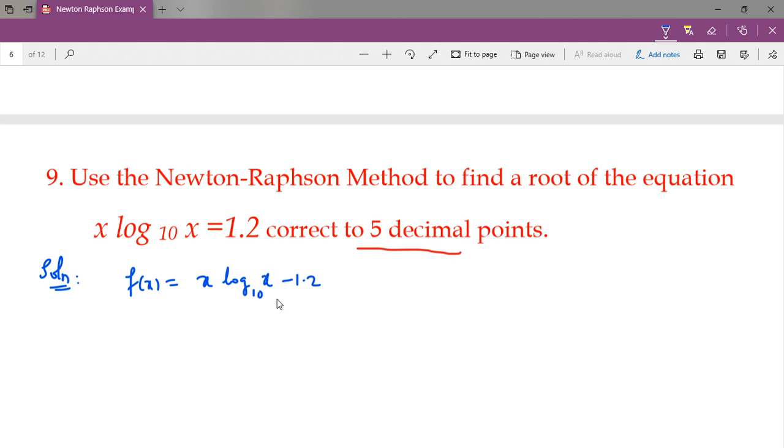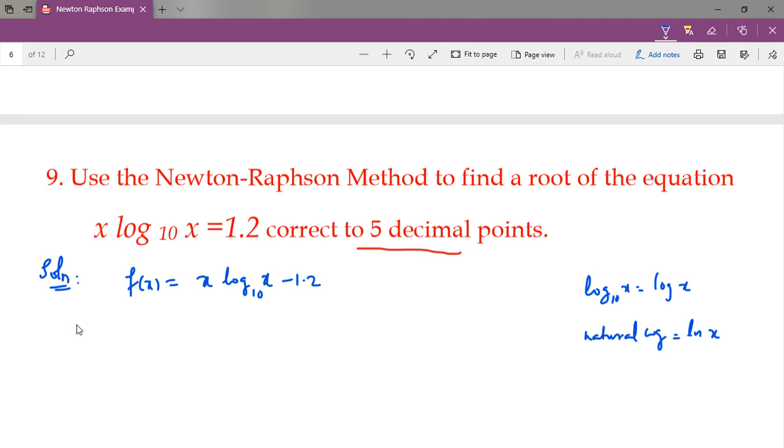This log base 10 is just the log in your calculator. So log base 10 x is just log x in your calculator. Natural log is given as ln x. So now f of x equal to x into log x base 10 minus 1.2.